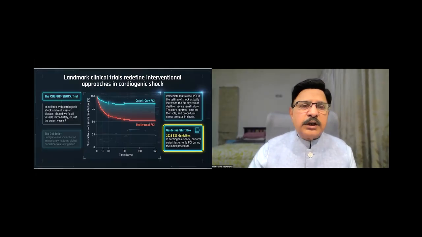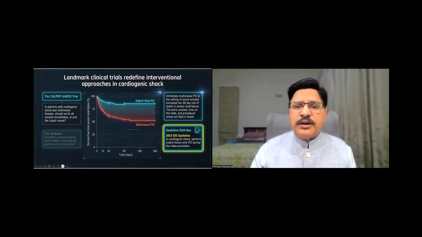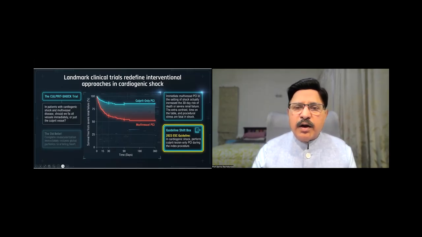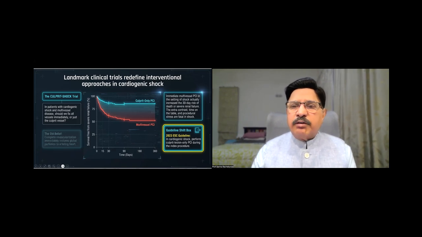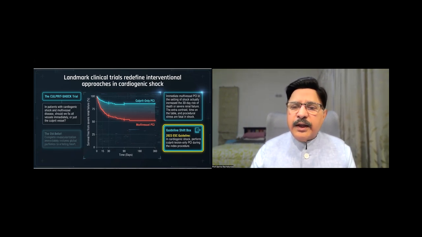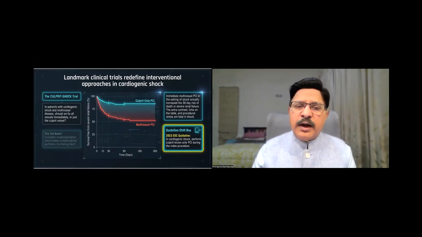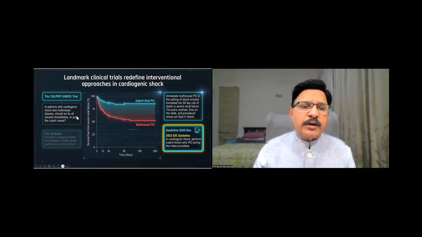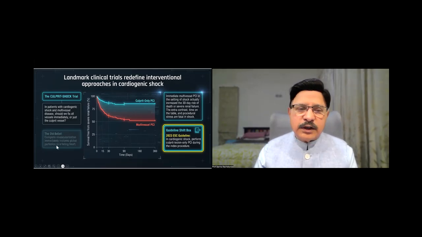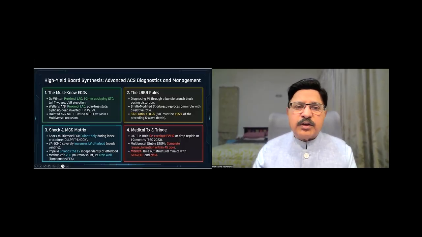Now, the SHOCK trial, the culprit vessel, we have already seen. Culprit only versus multivessel: if you treat multivessel and not the culprit vessel alone, the survival benefit is much more. Guideline shift in cardiogenic shock: perform the culprit lesion PCI during the index procedure and postpone the other vessel treatment within the next 45 days. Old belief: only treat the culprit vessel and give medicines for the others. That's the old belief. Complete revascularization is not indicated.